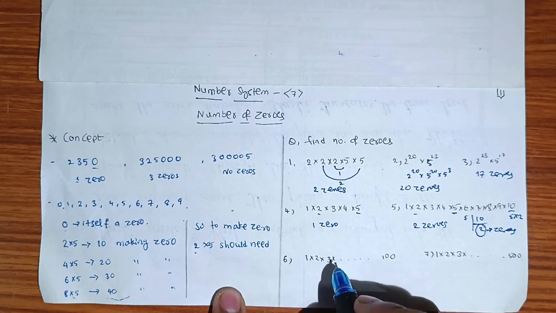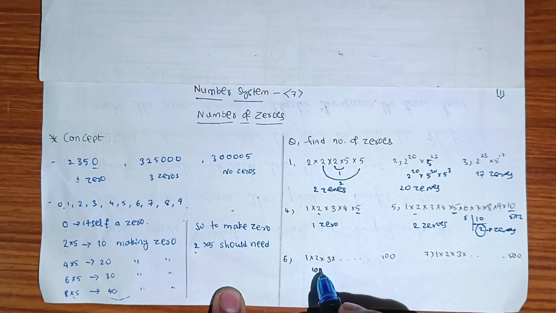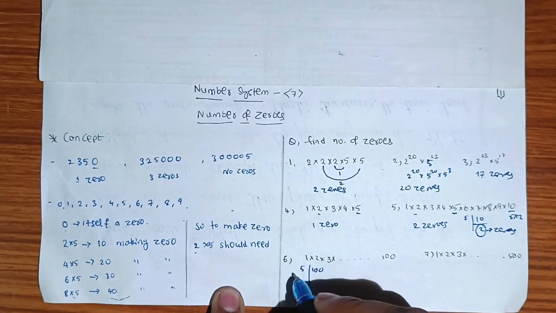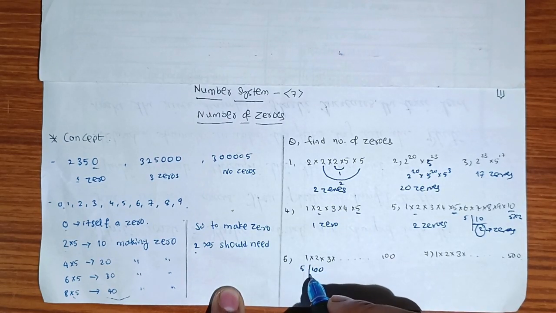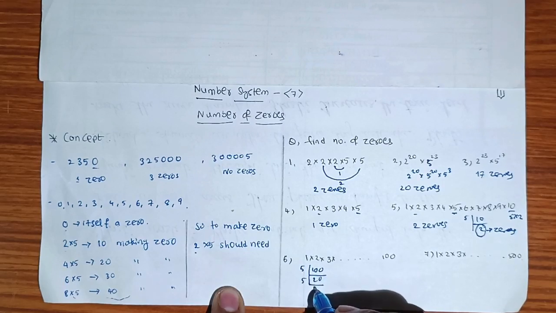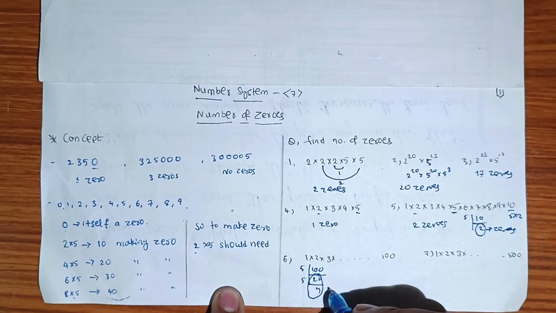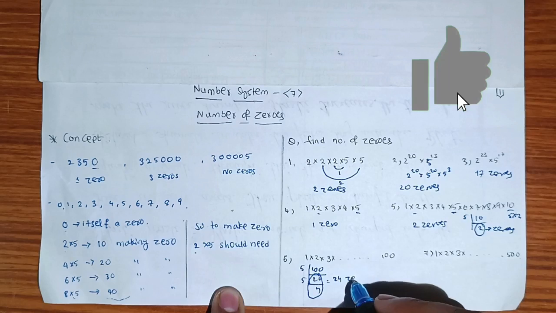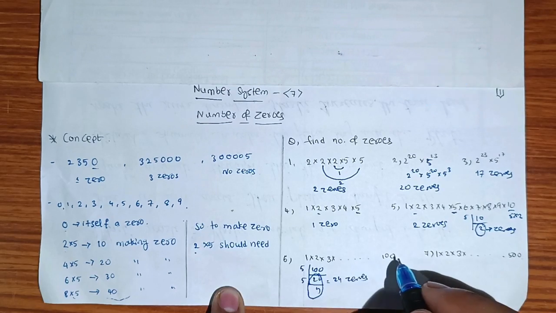So if it is given like this, the max value is 100 and you need to divide by 5, like 5 20s are 100. Again you need to divide by 5, like 5 4s are 20, so it gives 4. Again if you divide by 5, then it will not go. So you need to add these things, like 20 plus 4 which is 24. So this many zeros are there in 100 factorial.